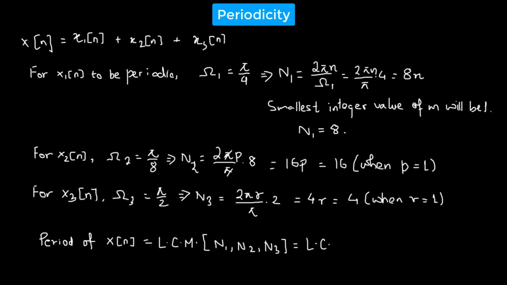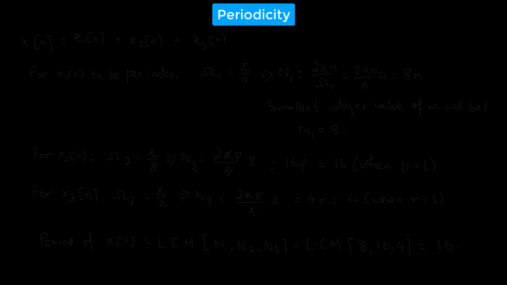So that will be equivalent to the LCM of 8, 16 and 4. So the LCM of 8, 16 and 4 is equal to 16. So this is going to be the overall period of our discrete time signal.